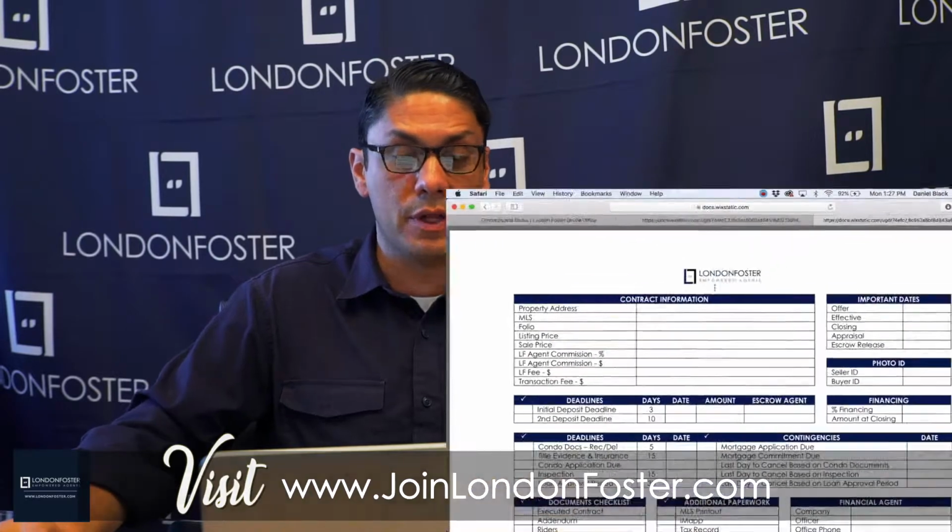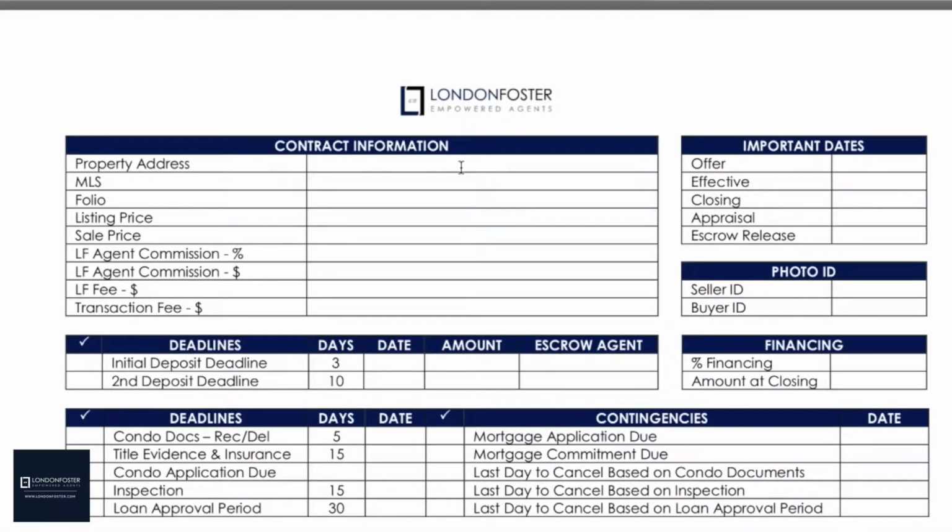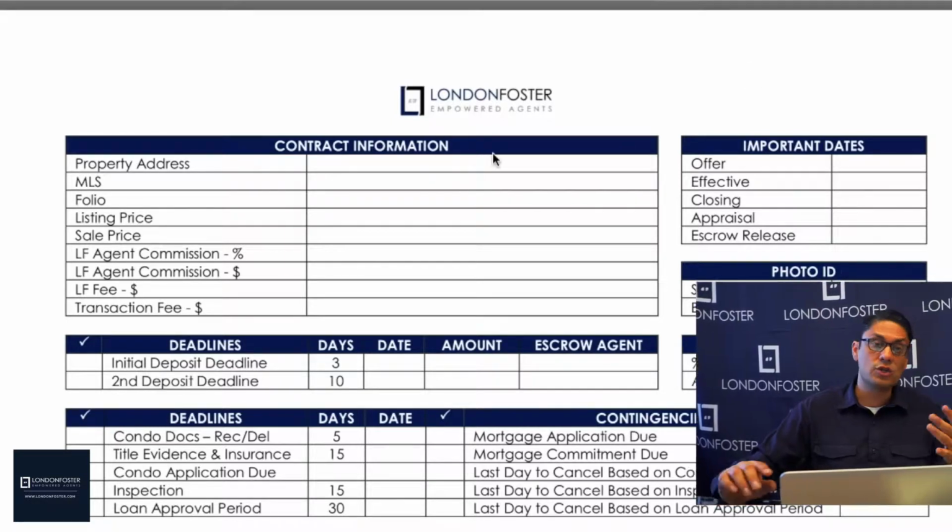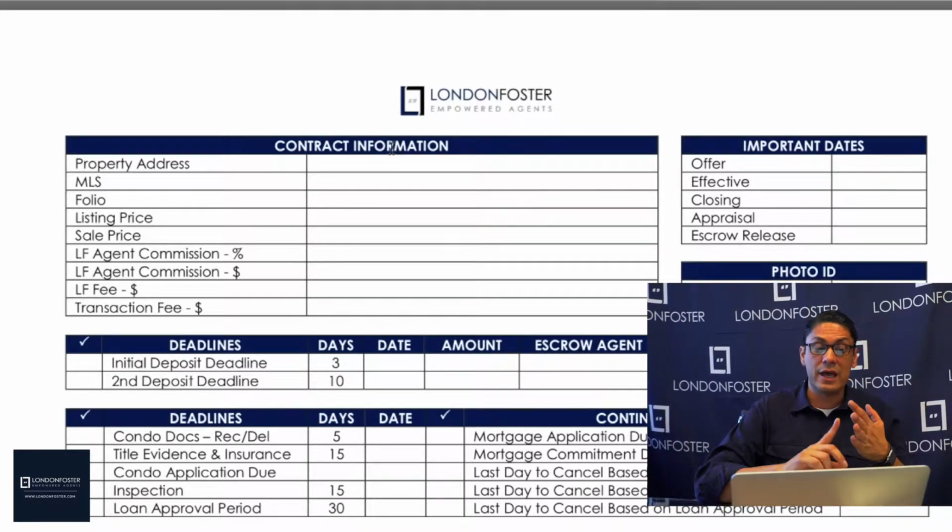You're able to manipulate any of these forms, but this is basically what it is. You're going to have the contract information, what the property address is, the MLS, the folio, the listing price, the sale price, how much London Foster's agent is going to be making in percentage and how much in money, what the London Foster fee is going to be, and what your transaction fee is going to be.